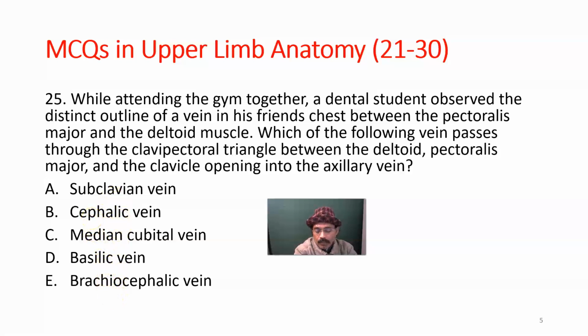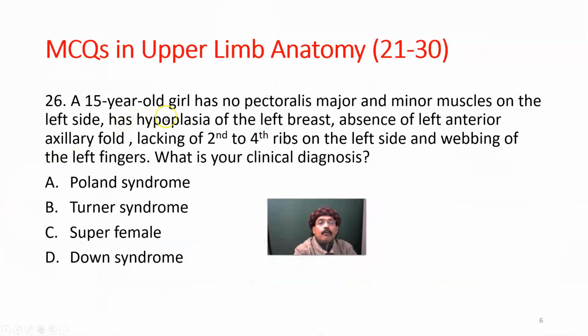Cephalic vein. Okay, we got that. We'll go to the next question, 26. A 15-year-old girl has no pectoralis major and minor muscle on the left side, has hypoplasia of the left breast, absence of left anterior axillary fold, lacking of second to fourth ribs on the left side and waving of the left fingers. What is your clinical diagnosis? Is it Poland syndrome, Turner syndrome, super female, Down syndrome? What is the diagnosis?